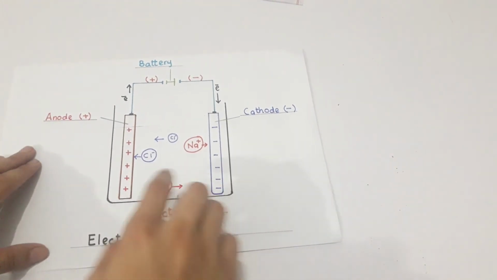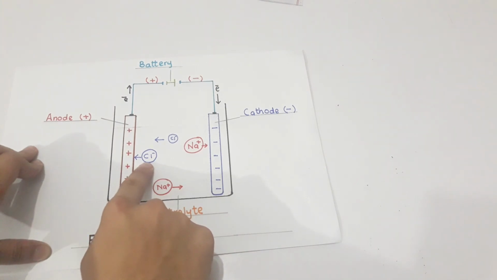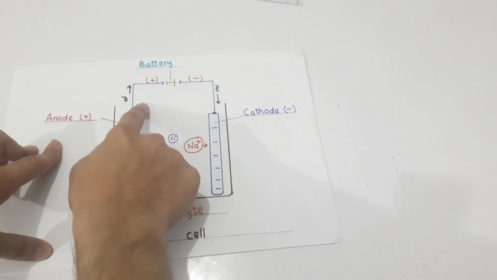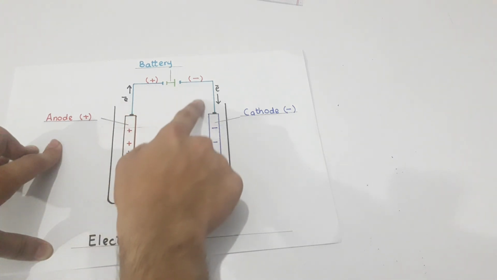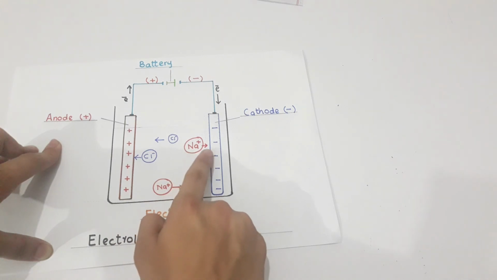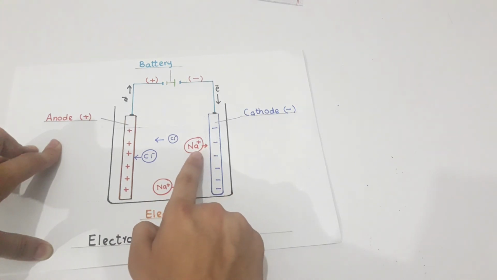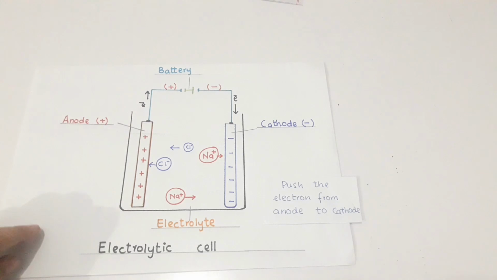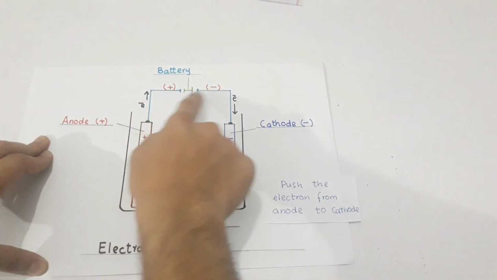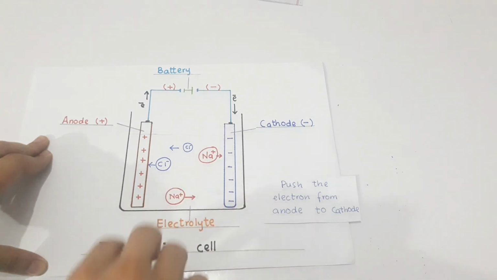So, at the anode, the chloride ion loses one electron. Actually, the electron is pulled by the battery and pushed towards the cathode, where the sodium plus ion gains that electron and changes to a sodium atom. In this case, the battery pulled the electrons from the anode and pushed them towards the cathode.